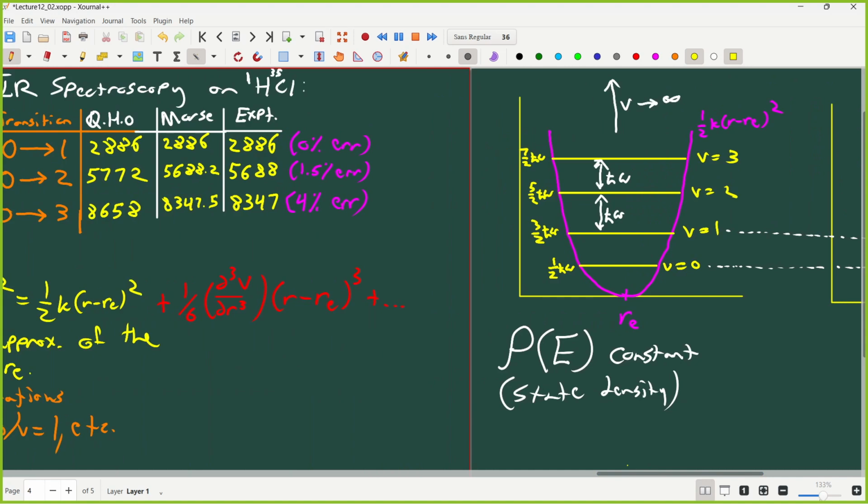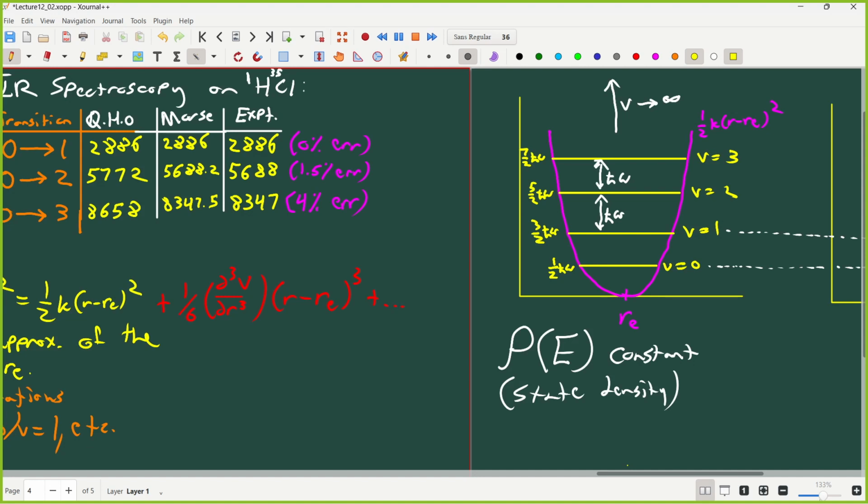V equals 0 to 1: the energy difference between them is 2886, and the QHO and experiment are the same. But if you look at 0 to 2, it's smaller in the experiment than the harmonic oscillator. The energy levels are getting closer together, and that gets worse for V equals 3. They keep getting closer and closer together.